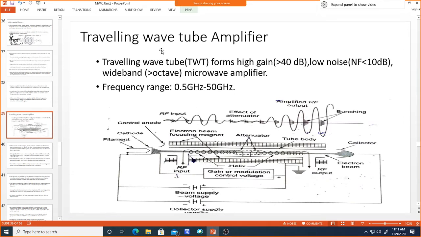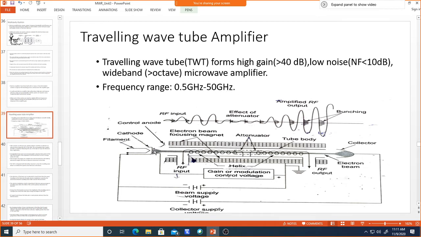This traveling wave tube amplifier has a high gain, up to around 40 dB. The noise figure of this traveling wave tube is less than 10 dB, and it is a wideband microwave amplifier. The frequency range can be from 0.5 gigahertz to 50 gigahertz.